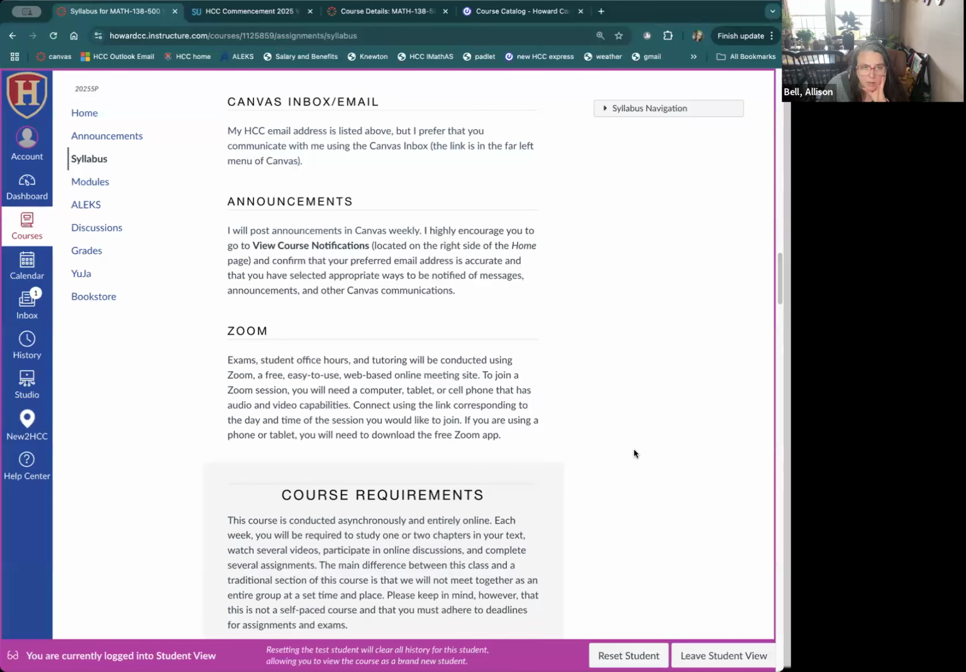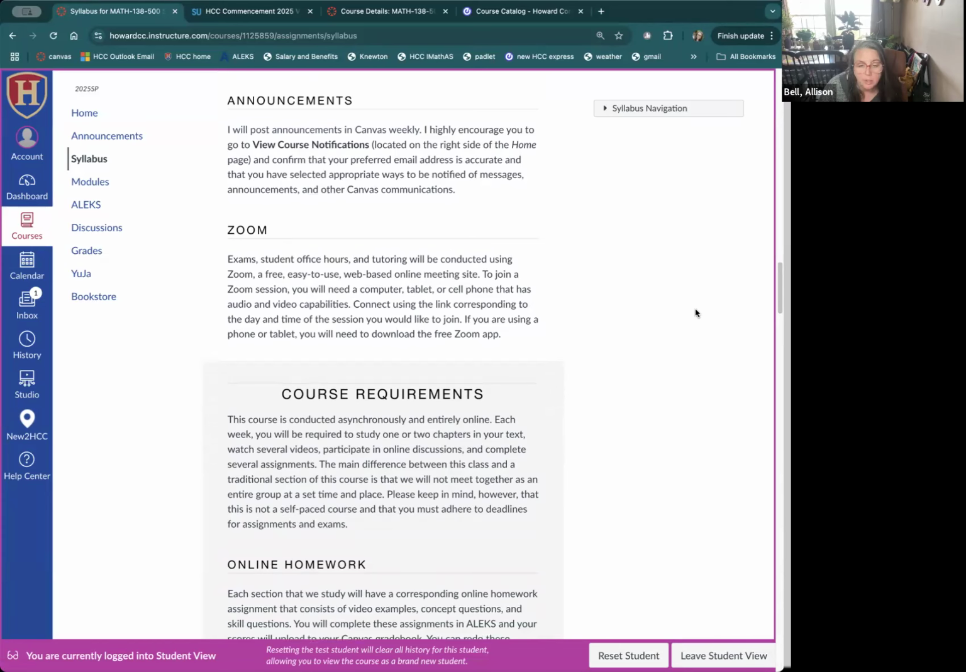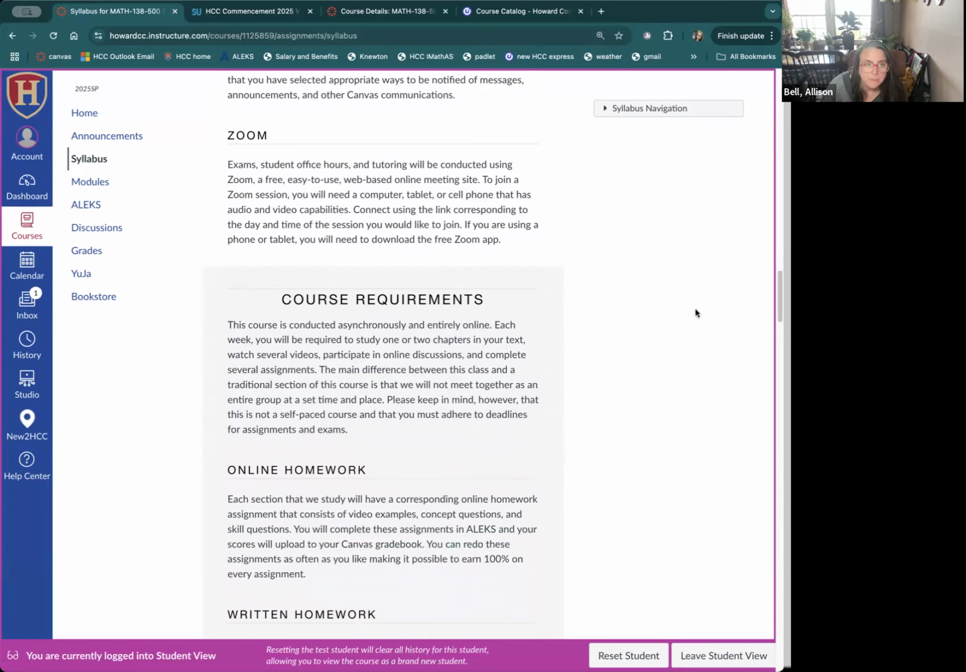Okay, announcements. I post weekly announcements. They're located right here on the left-hand side of my Canvas page. Each week, I will post a checklist. The checklist will tell you exactly what I think you need to be doing that week to be successful and keep up with the class. I highly, highly recommend that you look through these checklists.